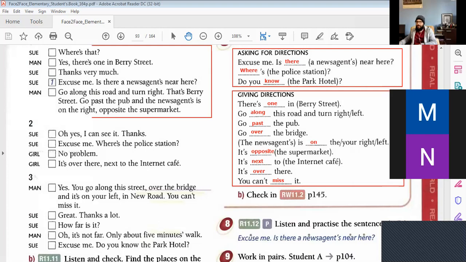Go along this road and turn right. Go along this road and turn left.